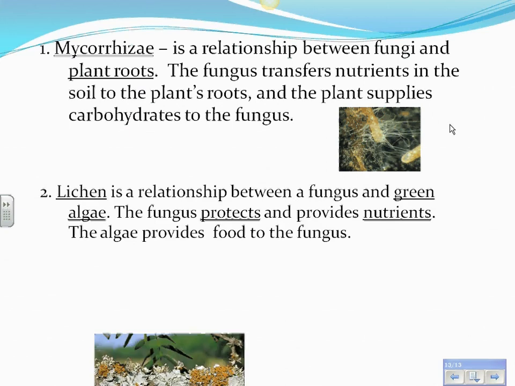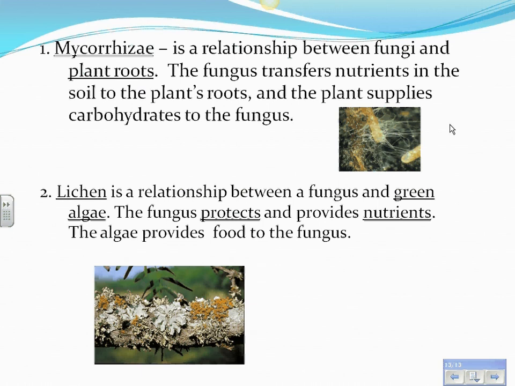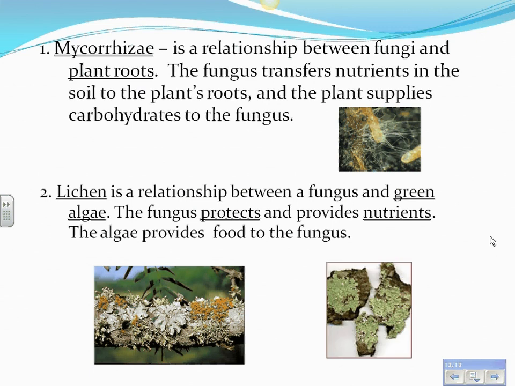We also have lichen, and there's a chance that you've seen lichen before, and that is a relationship between fungi and algae. The fungus protects and provides nutrients to the algae, and the algae provides food to the fungus. And most of you have probably seen pictures of fungi on tree limbs. And there's some more lichen. And that's the end of our fungi notes.